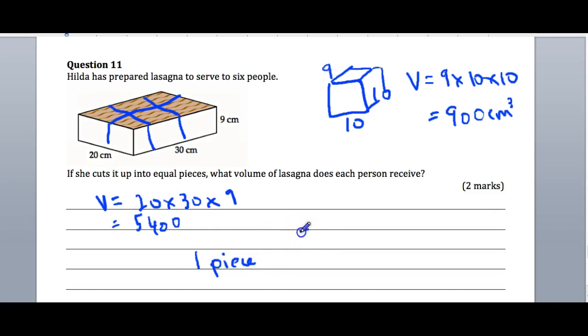So then one piece, and this is where it's good to show your working, is 5,400 divided by 6, because we're dividing it between 6 people. Now what I would do here is not worry about the zeros, just focus on the 54. So how many 6's go into 54 is 9, and then we have our 2 zeros, so there's 900 centimeters cubed. Okay, well done girls.